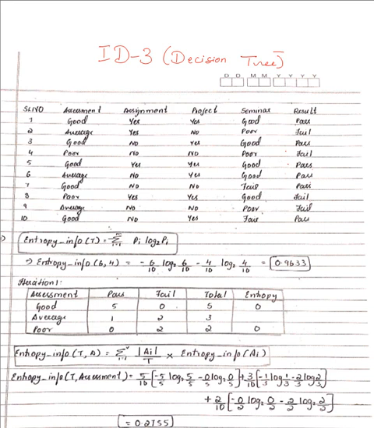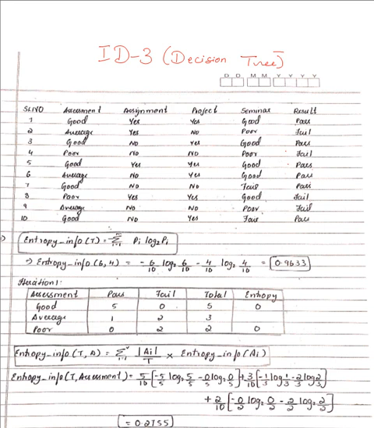So here, given four attributes, that is assessment, assignment, project and seminar. We have four independent attributes, and to predict the result of the student, the result is the dependent variable, that is the target variable, which has two classes, pass and fail.